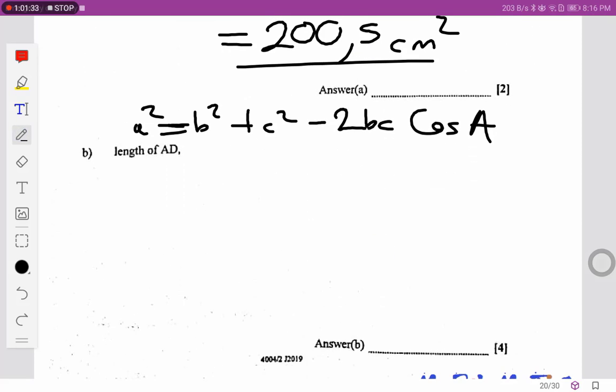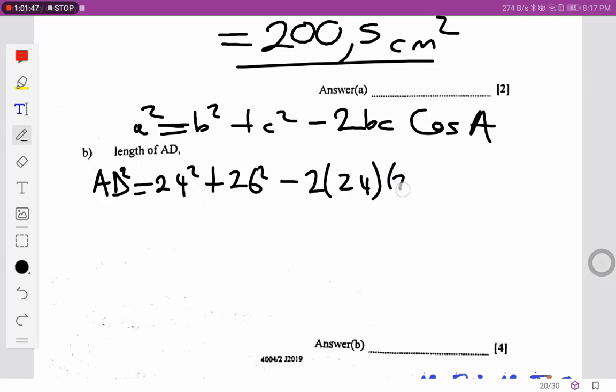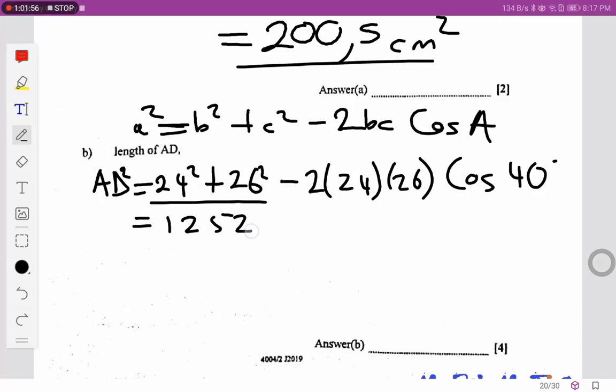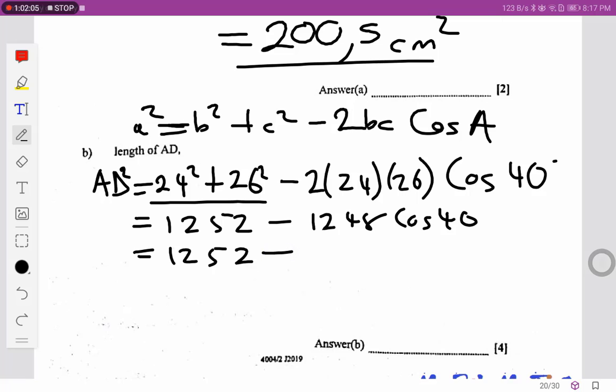So I can say AD squared is equal to 24 squared plus 26 squared minus 2 times 24 times 26 times cos 40 degrees. If I add, I get 1252 minus 1248 cos 40 degrees. Punching that in gives me 956. At the end of the day, AD is going to be the square root of 295.